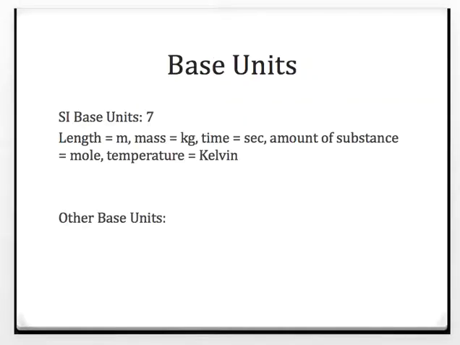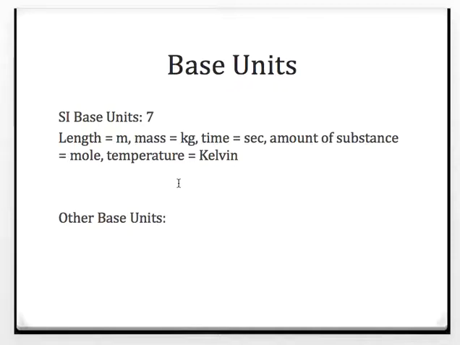There are some other units that are involved here. There are 7 base units in the SI system, and they are meters for length, kilograms for mass, seconds for time, and mole, which is probably one that people are less familiar with. If you have an amount of a substance, it's a mole. And a mole is just a number. It's like a dozen. You know that a dozen is 12. Well, a mole is just a bigger number, okay? And then we also have Kelvin for temperature.